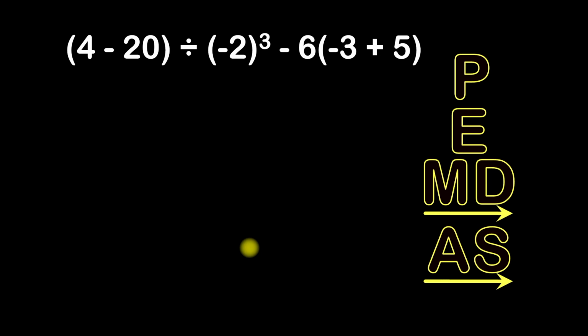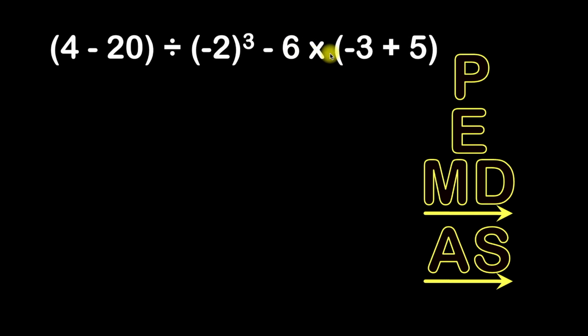So here is our example. I want to point one important thing out. When you have a number touching parentheses, that indicates multiplication. So to make sure we don't make a mistake, I'm going to rewrite this. Everything else is going to stay the same. The only thing I'm doing is putting a times sign in between the 6 and the parentheses.